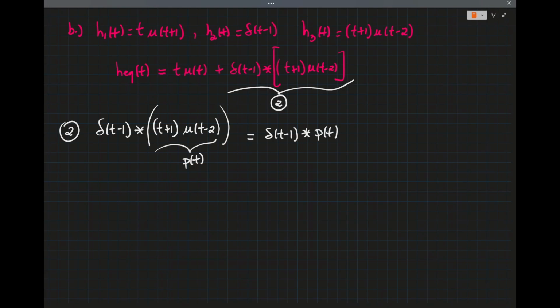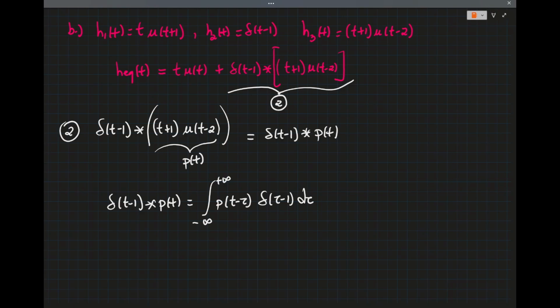Now, when I convolve delta of t minus 1 with p of t, let me write that up. By definition, it is the integral from negative infinity to plus infinity of p of t minus tau times delta of tau minus 1 d tau. That's the definition of the convolution integral.